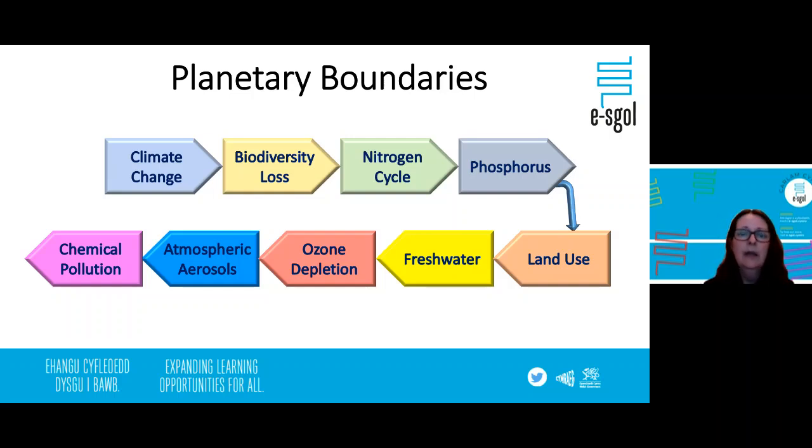And you can see that these are not discrete particular areas, that there is a linkage between them. If you think about atmospheric aerosols and ozone depletion, if you think about land use and how that can affect biodiversity as well. So just think about how we can link all this together, really, and think about population and our impact as humans on our environment.